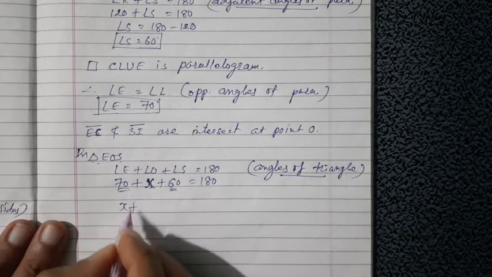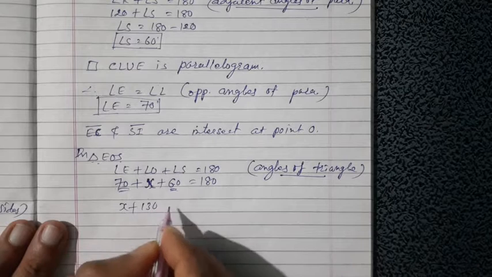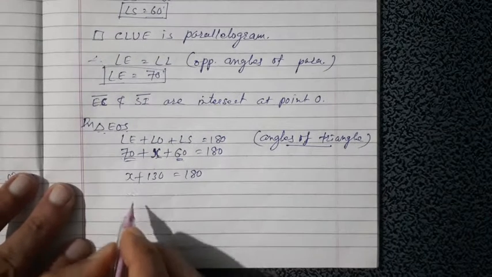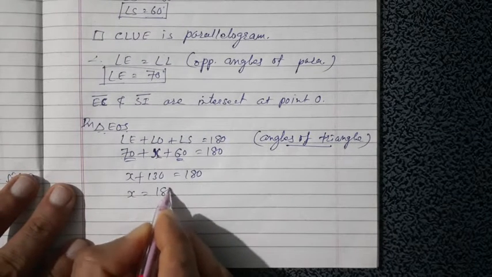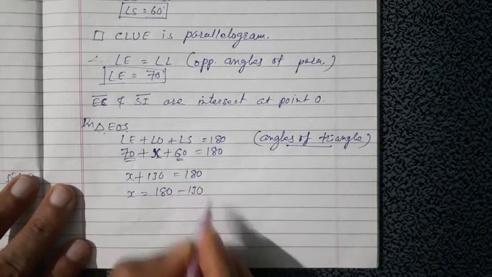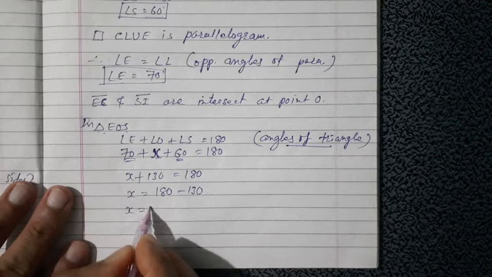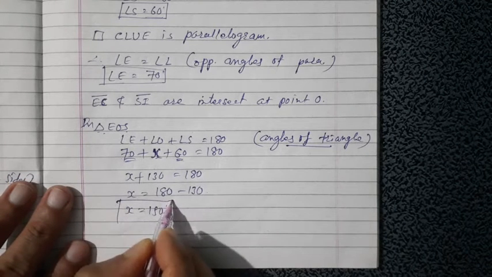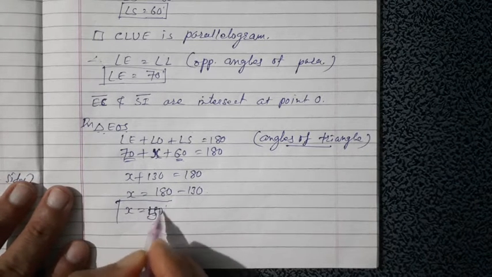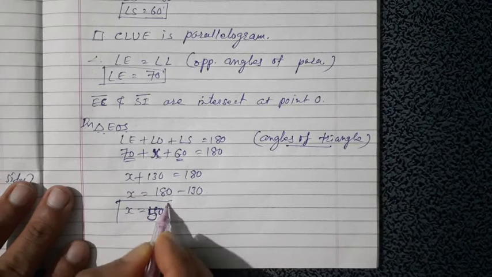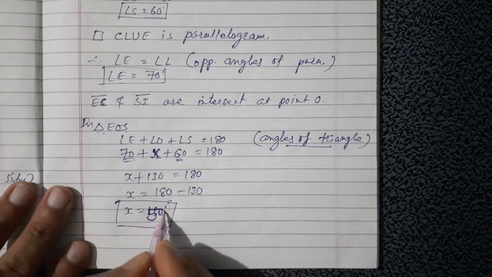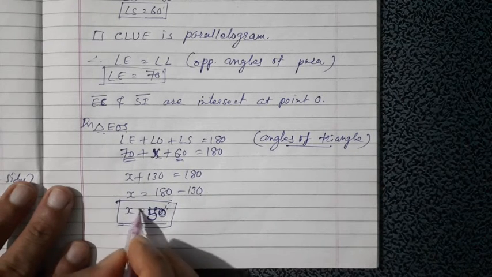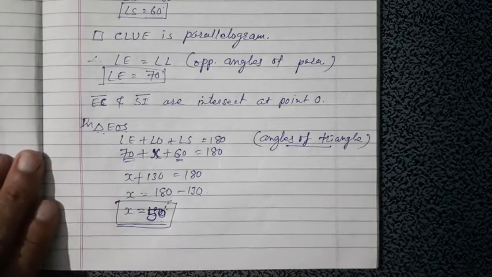So x plus 70 plus 60, which is 130, equals 180. So x equals 180 minus 130. So x equals 50 degrees. 180 minus 130 equals 50. So x equals 50 degrees. That is the value of x.